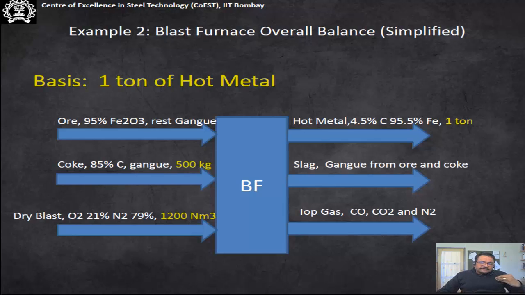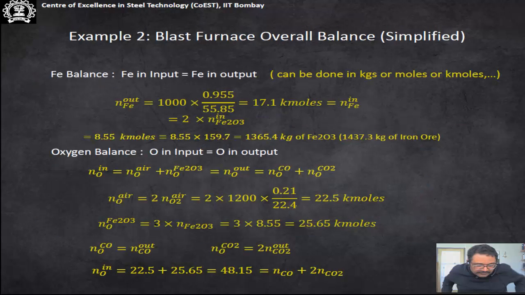So we have to do the elemental balance. Let us start with the obvious, the iron balance. Of course, if you look at a blast furnace, the most important things are iron, oxygen and carbon. So these are the 3 important things. Let us start with the iron balance, where iron in the input should be equal to iron in the output.